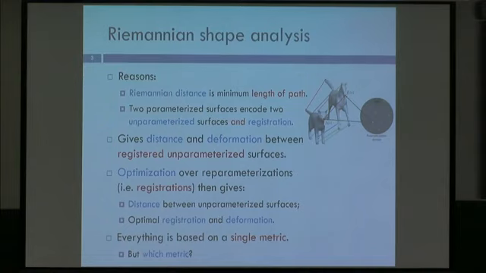If we then optimize over the reparameterizations of one of the surfaces, essentially we're optimizing over all possible registrations, and once we've done that, we end up with three things. We end up with a distance between the unparameterized surfaces, which is the distance between the parameterized registered surfaces, but we also end up with a correspondence and this optimal deformation path, which are very useful for many purposes. So this framework is nice in the sense that it's all based on the definition of this single Riemannian metric on parameterized surfaces. Then the question arises, of course, which metric should we use to do this?